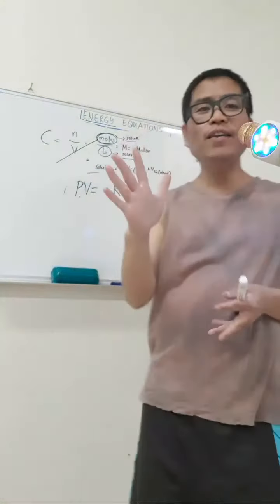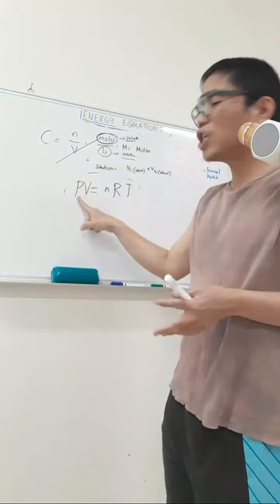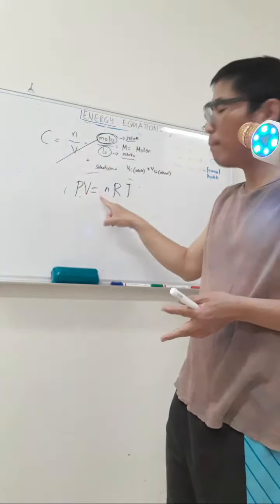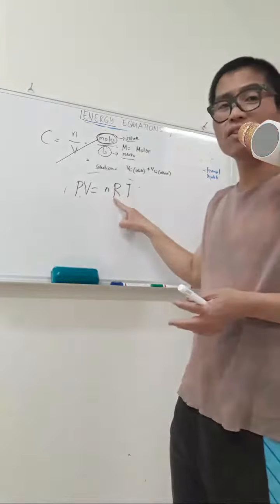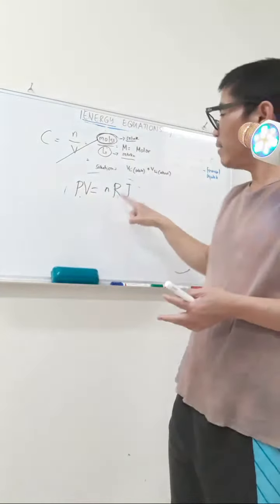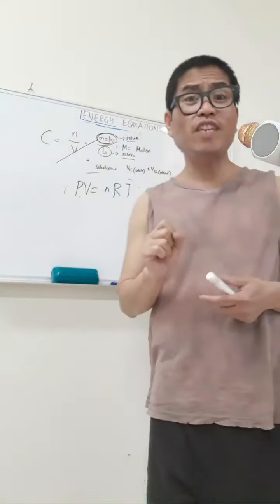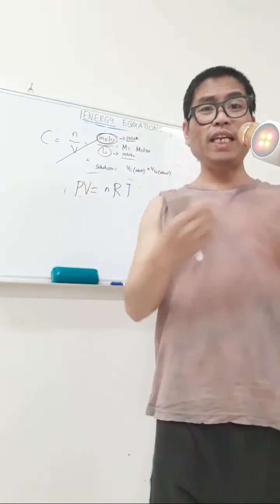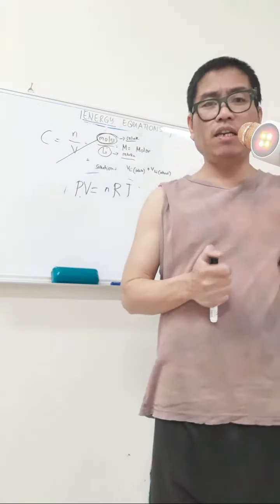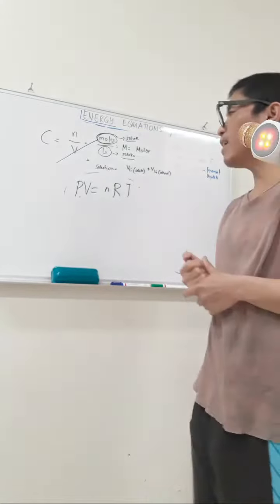So, PV = nRT. Pressure times volume is equal to the number of moles times the universal gas constant times T, the temperature, in terms of generally Kelvin. Now, let's investigate one by one.